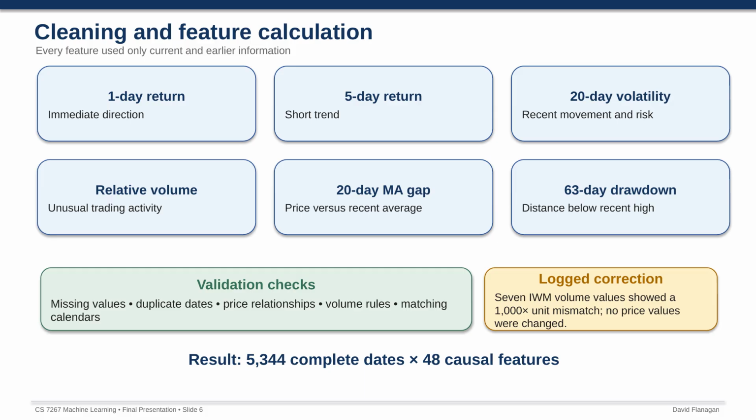6 measurements were calculated for each ETF, creating 48 features across 5,344 complete dates. The measurements described a 1-day return, 5-day return, 20-day volatility, unusual trading volume, distance from a recent average price, and distance below a recent high. Every measurement used only the current day and earlier days.